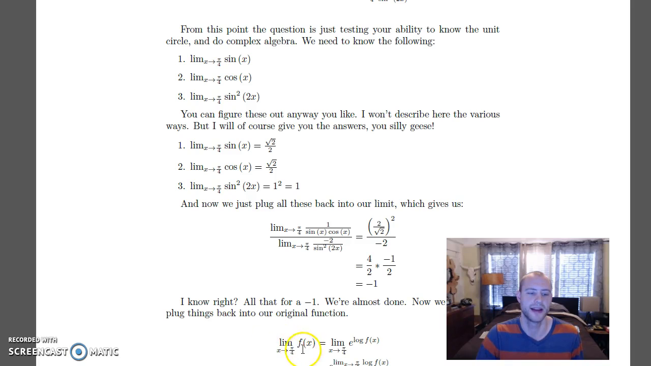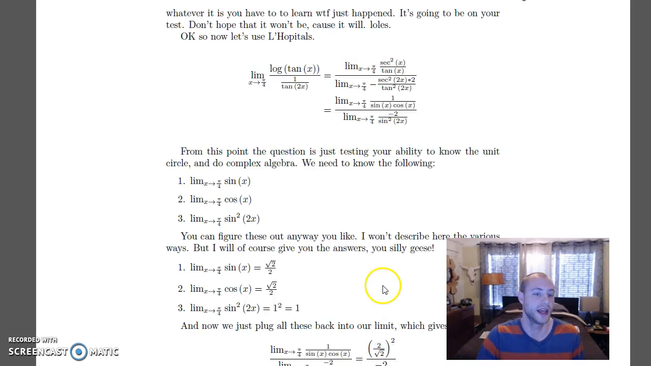The limit as x goes to pi over 4 of f at x is equal to the limit as x goes to pi over 4 of e to the log f at x. Because remember, e and log are inverses. This is the natural log here. E and log are inverses, so this is really the same thing. But this log of f at x part we can use because we know the limit as x goes to pi over 4 of this log part.